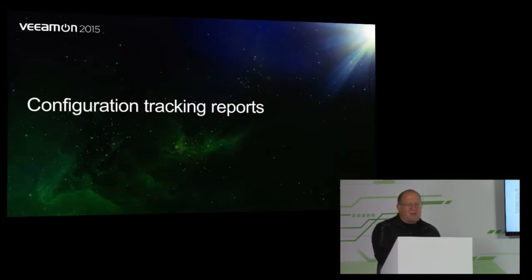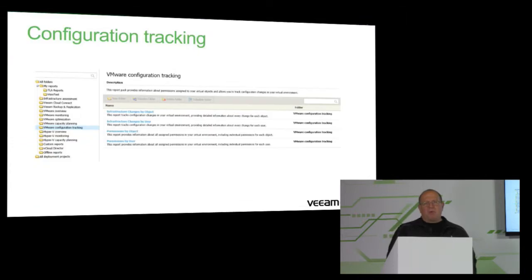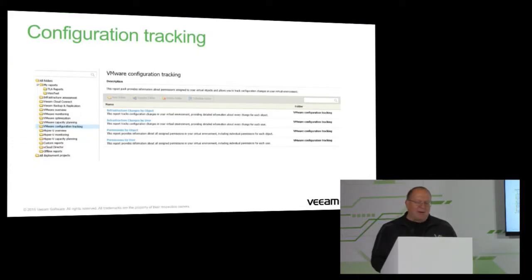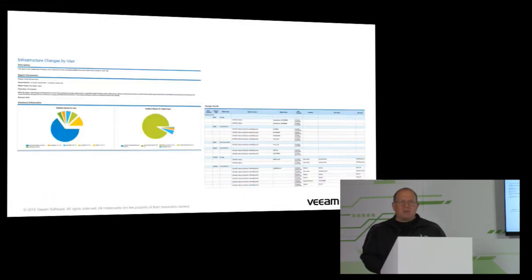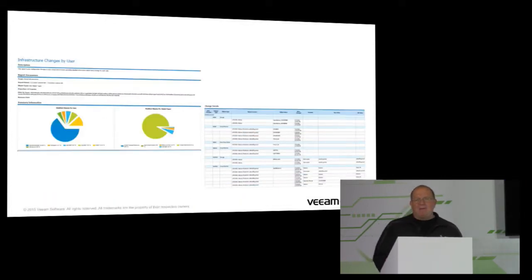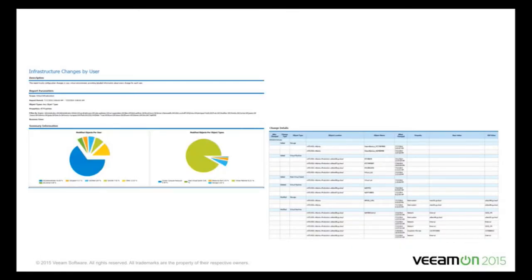Another thing is configuration tracking reports. I love these reports. Basically, these are your audit reports, right? Infrastructure changes by objects, who has permissions, who changed what, what can be changed by who. One of the reports that we use all the time is infrastructure changes by user. Something happened. All of a sudden, this VM had 32 gigs of RAM, now it's got 4, right? Somebody added a data store to it. A data store was removed. Who changed it? I don't know.